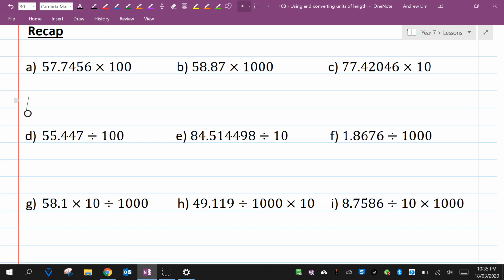Now, for question A, whenever we multiply a decimal by 10, 100, and 1000, we move the decimal point to the right. And because we are multiplying by 100, we move it to the right twice because there are 2 zeros. So when we move the decimal point to the right twice, 1, 2, we put the new decimal point there. So our final answer is 5774.56.